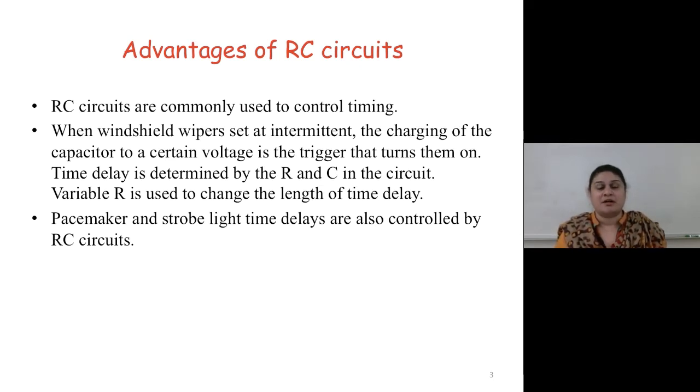Some of them I will talk about here include windshield wipers. When they are set at intermittent setting, the charging of a capacitor to a certain voltage is a trigger that turns them on. The time delay is determined by R and C in the circuit. The variable R is used to change the length of the time delay. Pacemakers and strobe light time delays are also controlled by RC circuits.